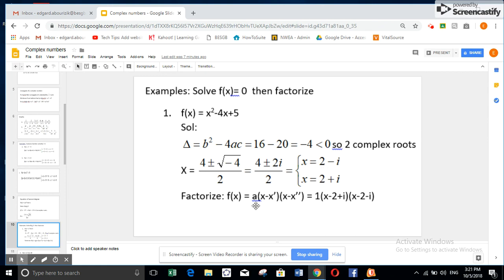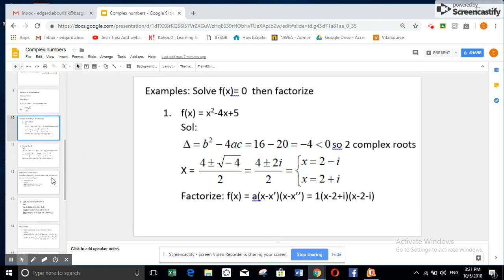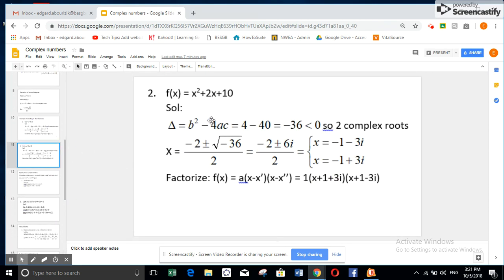And if I want to factorize it, you know this is the formula. You took it in grade 9 and 10 of factorizing. a is 1. You take these two to the first side. So you're going to get x minus 2 plus i, the first factor, and x minus 2 minus i, the second factor.